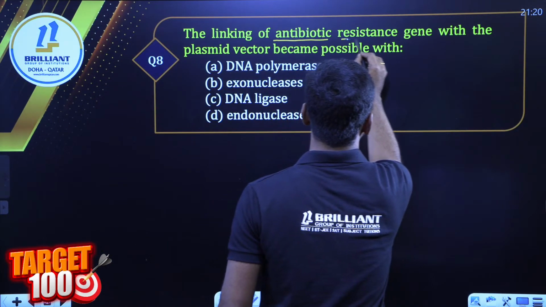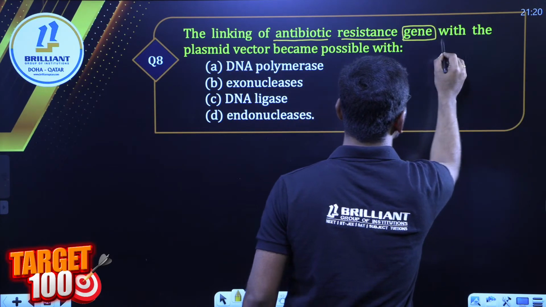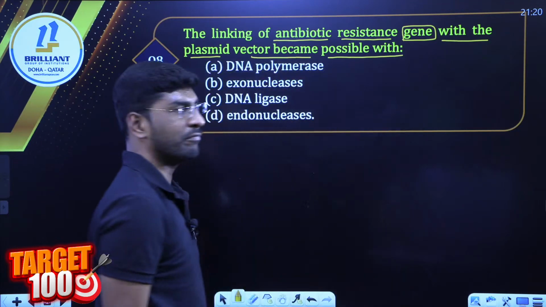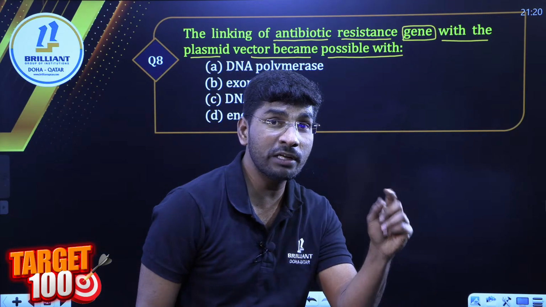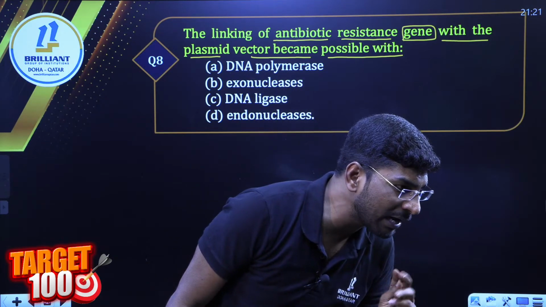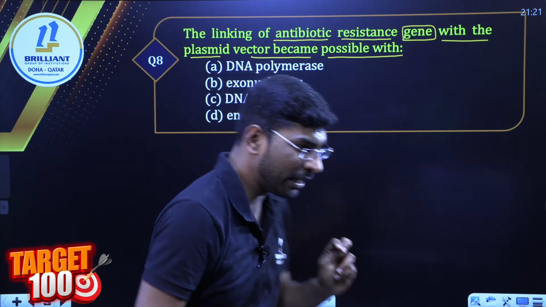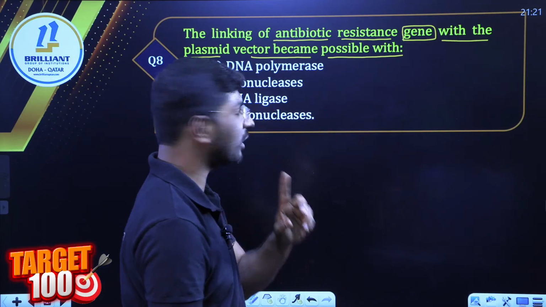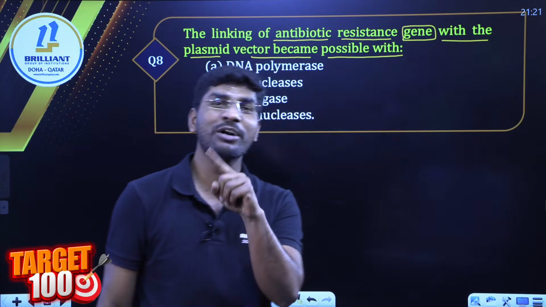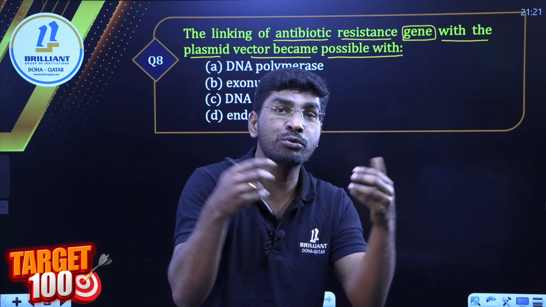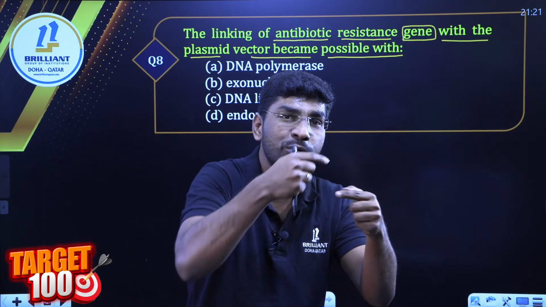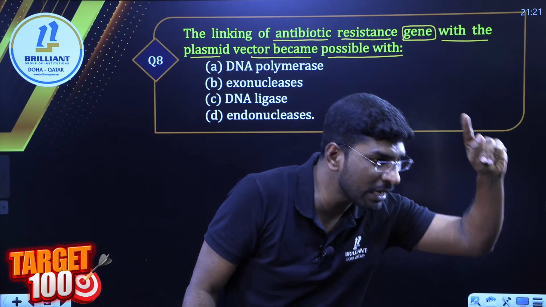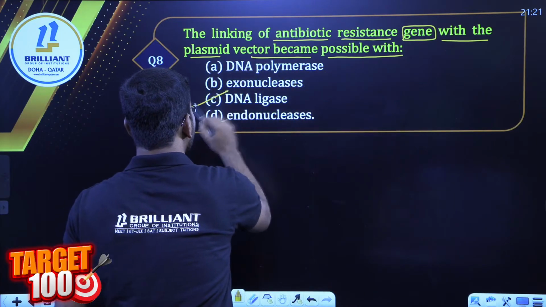Next, the linkage of antibiotic resistant gene with the plasmid vector becomes possible with... Read the question carefully. They are asking linkage. I will cross check. Ganesh, okay, good, very good. I was expecting you would say restriction endonuclease, exonuclease or endonuclease enzyme. But the question is asking what links two DNA pieces. When two DNA fragments are joined, the enzyme is called ligase. So DNA ligase.